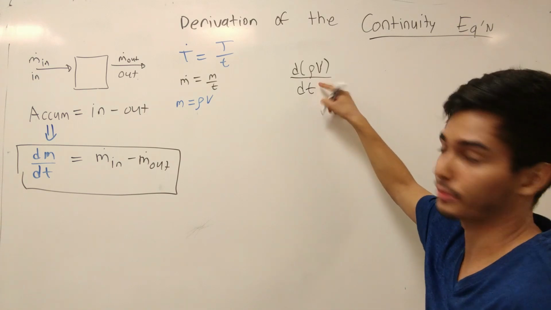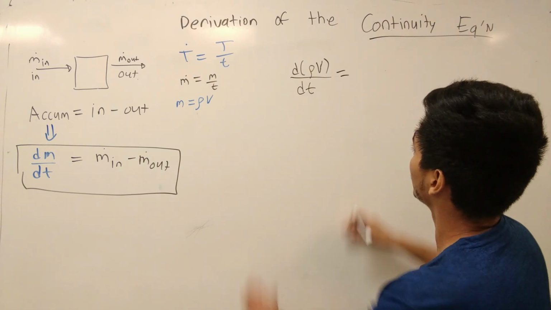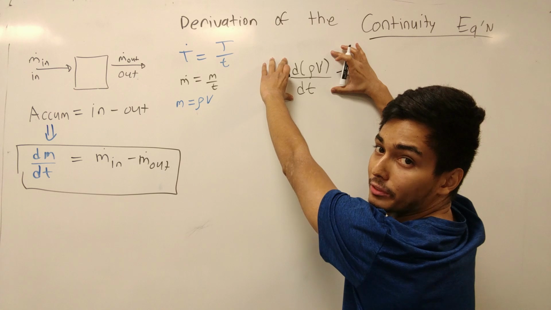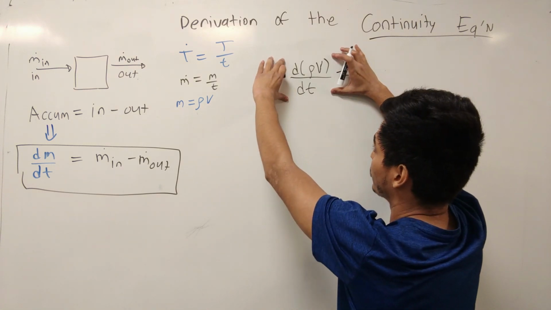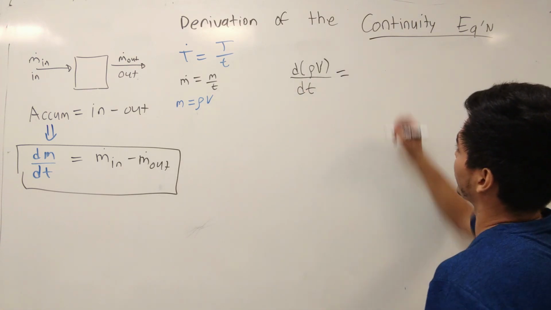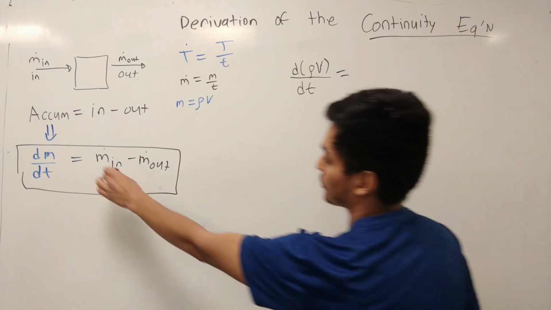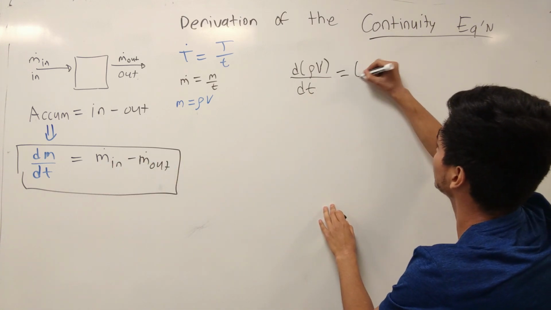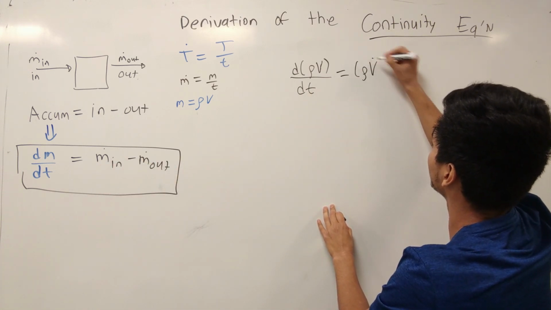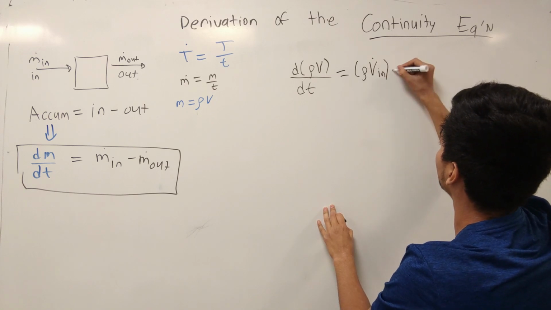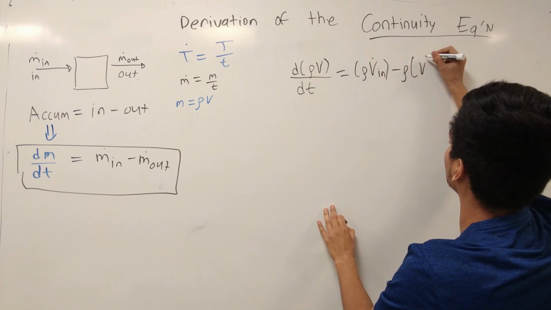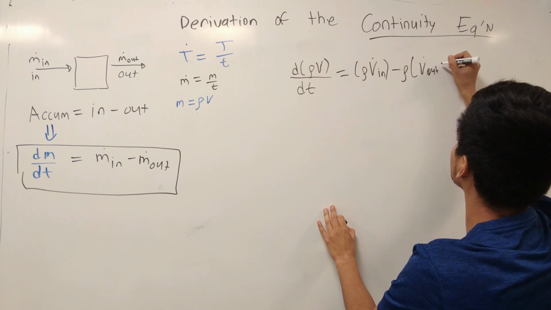Which is equal to, well, actually, this is going to be a chain rule derivative, which we'll see later on. We're going to have to use a chain rule on this guy. We have to integrate our different equations. And the mass flow rate coming in is going to be rho times volumetric flow rate coming in minus rho times volumetric flow rate coming out.